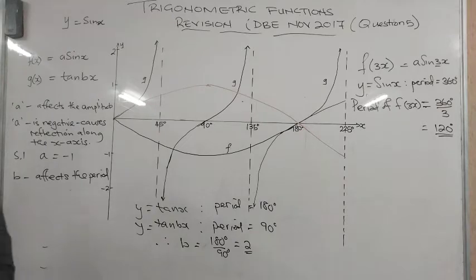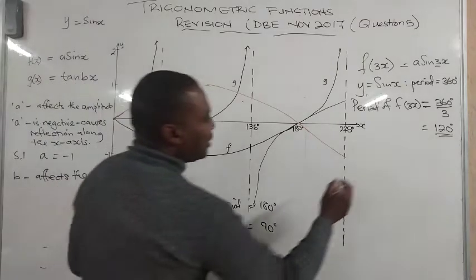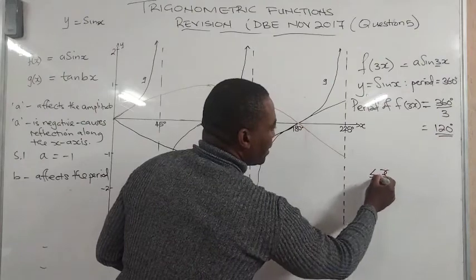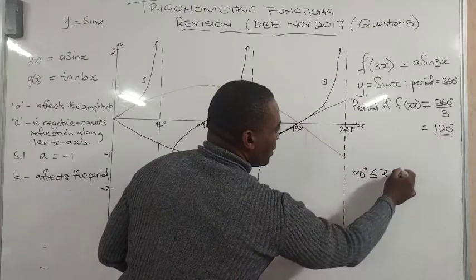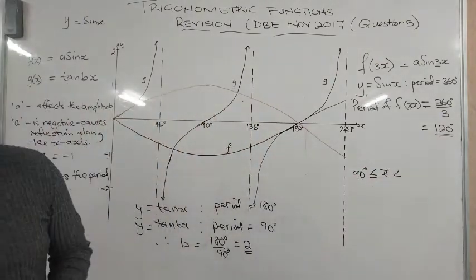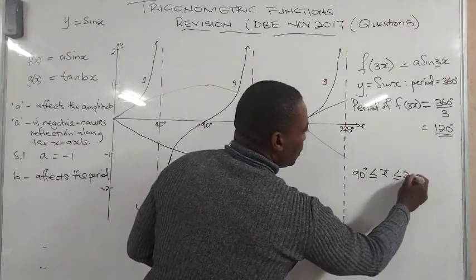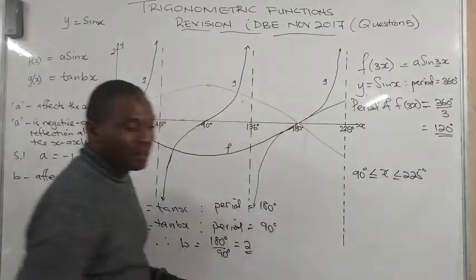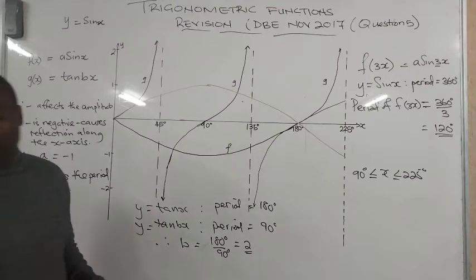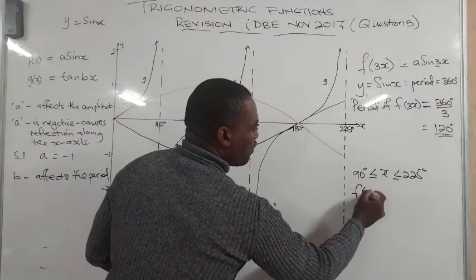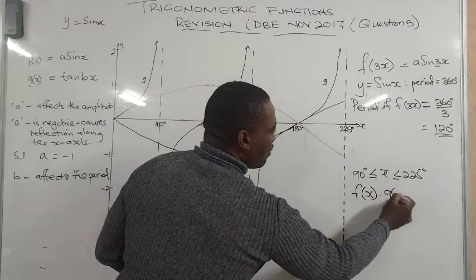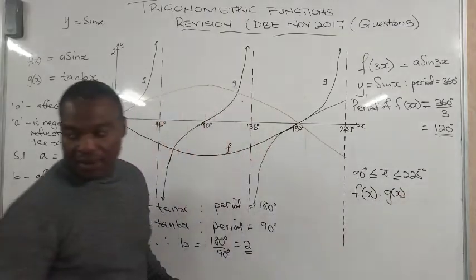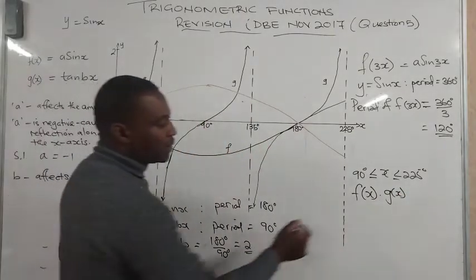And then 5.3, we are asked to determine the value of x in the interval x is greater or equal to 90 degrees, but less or equal to 225 degrees, for which f of x times g of x is less or equal to 0.